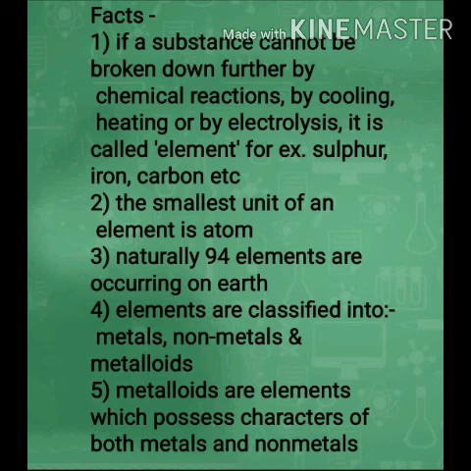And these elements are classified into three categories: metals, non-metals and metalloids. Now, what are metalloids? Metalloids are the elements which possess the characteristics of both metals and non-metals, meaning they have the properties of both metals and non-metals.